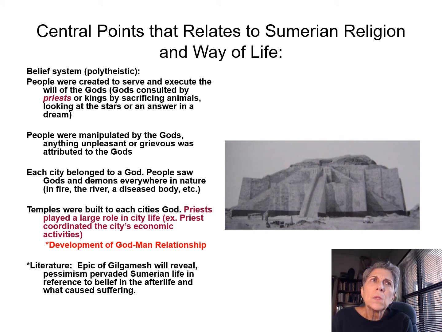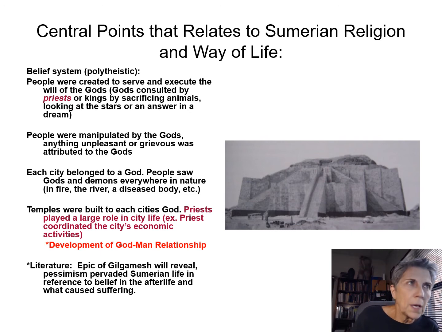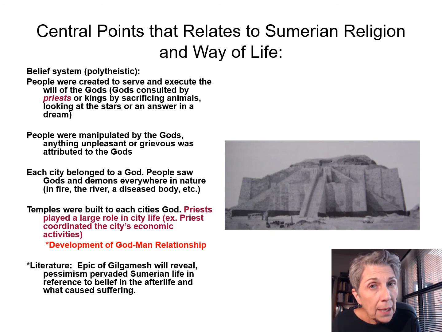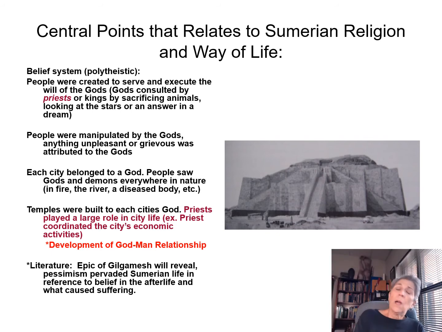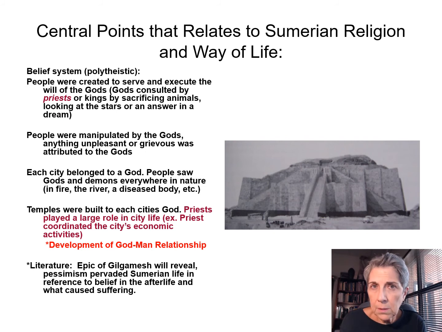So let's talk about their belief system. Well, they believed in many gods, and we call that polytheistic. They believed that we were created to execute the will of the gods, to serve the gods. And a priest or a king would tell us. Now, they also believed, the Sumerians, that we were manipulated. We are manipulated by the gods. And things that happen to us are attributed to the gods.